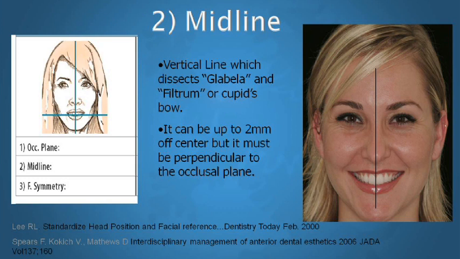Some surveys of patients and dentists have shown that the human eye cannot discern a midline discrepancy that is less than 2 millimeters. Even sometimes 3 millimeters, we will miss it, as long as the midline is perpendicular to the occlusal plane. If the midline is canted, then even if the midline is right in the middle of the face, it's not going to look attractive.